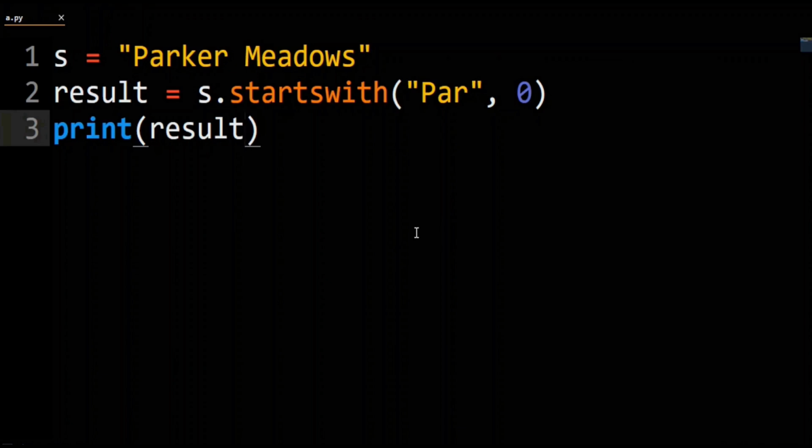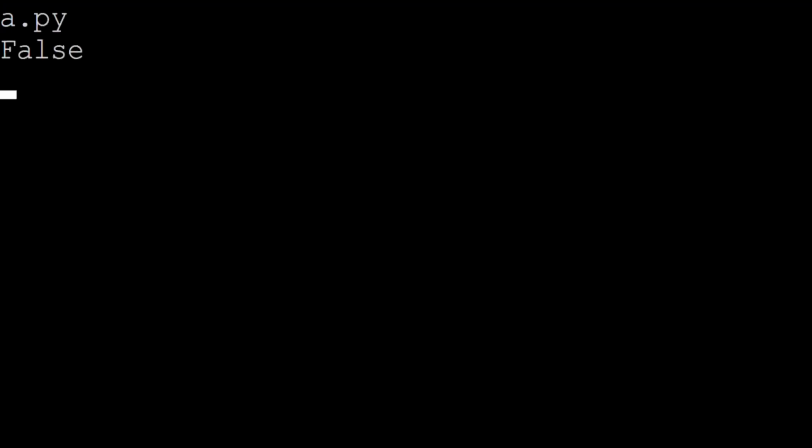To take this example further, we'll see if Parker Meadows starts with par, but start at index 1. It does not, as startswith returns false. This is saying, within the range of index 1 to the end of the string, Parker Meadows does not start with par.